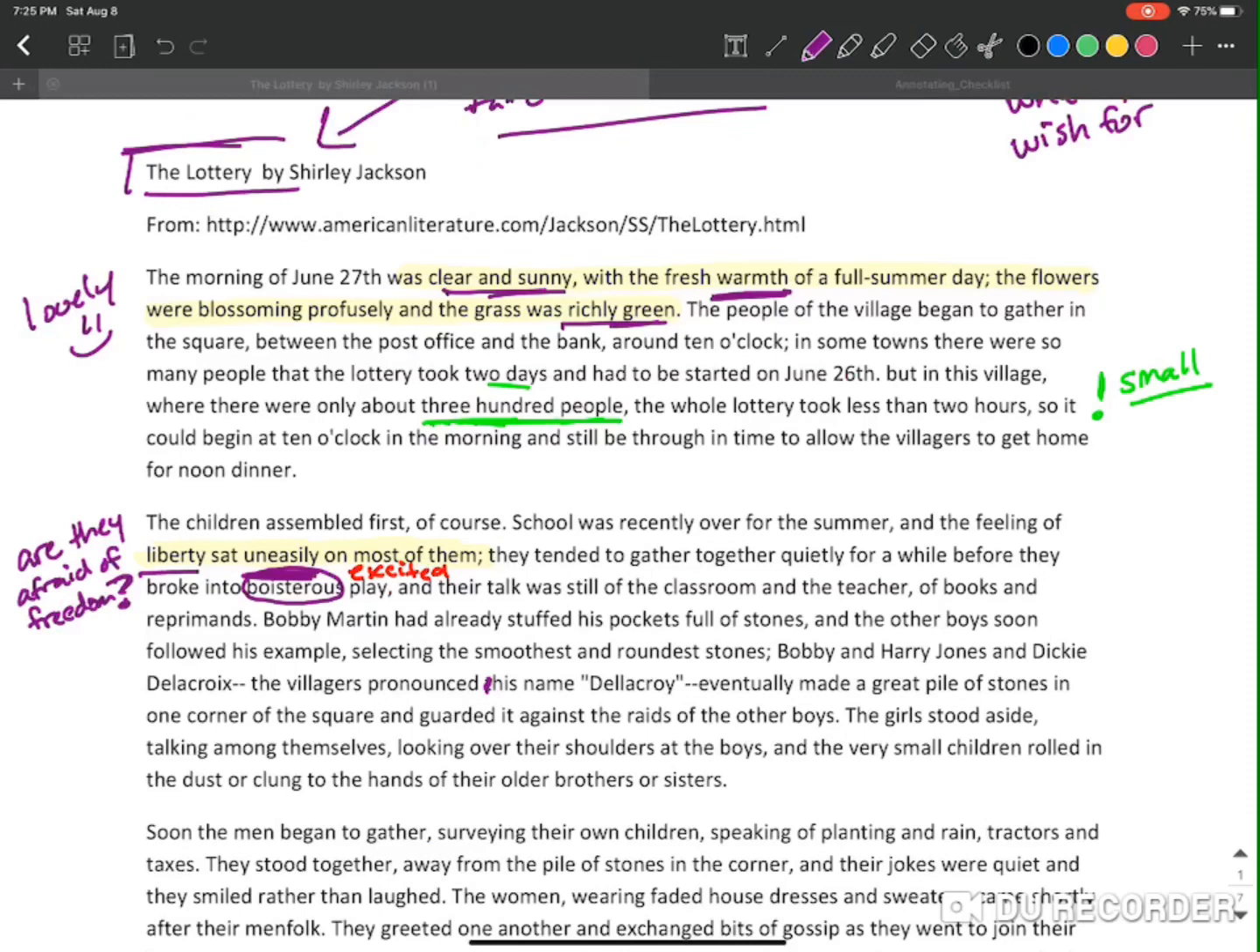They tended to gather together quietly for a while before they broke into boisterous play, and their talk was still of the classroom and the teacher, of books and reprimands. Bobby Martin had already stuffed his pockets full of stones. So I want you to think for a second. What is it that we need to do here? Let me give you just a second.